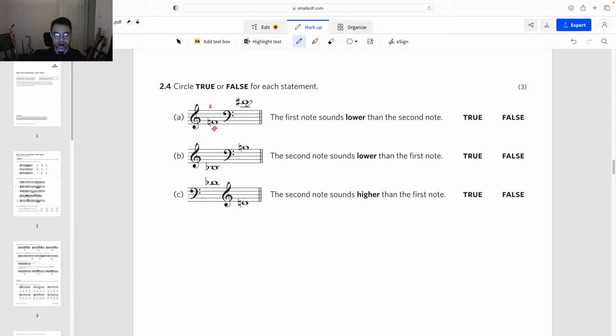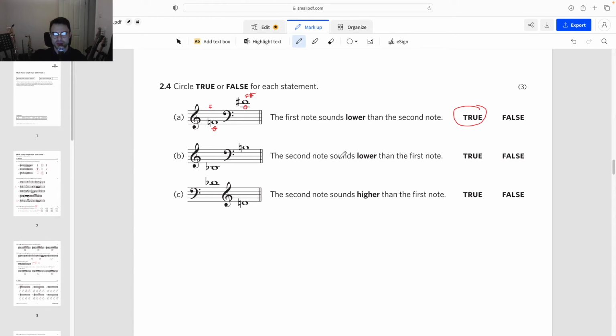So where's middle C in the bass clef? There it is. It's over there. So C, D, E, F sharp. All right. So this note is a semitone higher than that note. So the first note sounds lower than the second note. True.